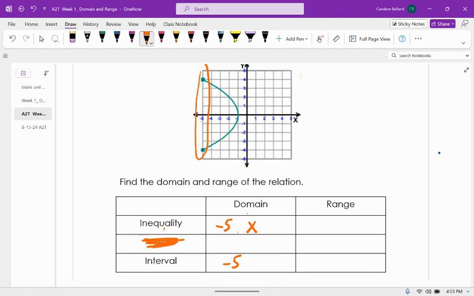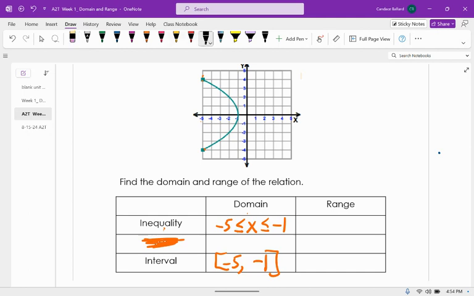Okay. It has a closed and a closed. So that means I'm going to go less than or equal to, or a bracket for interval notation. I'm going to go to the rightmost value, which is here at -1. And again, I've got a solid curve, so I would use a less than or equal to, or a bracket.